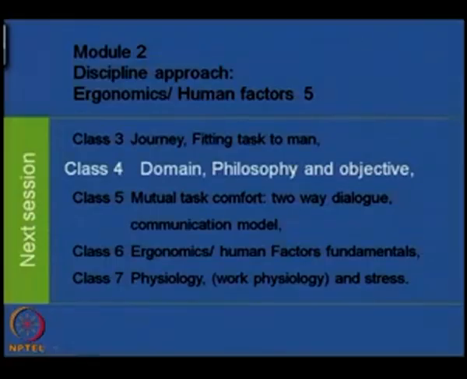Now, in the next session we are going to discuss class number 4, the domain of ergonomics, the basic philosophy and objectives, and the rest will follow: class 5, 6 and 7, that is mutual task comfort, two-way dialogue, communication model. In class 6, ergonomics and human factors fundamentals, that is physical and psychological aspects issues, and class 7, that is physiological aspects, mostly work physiology and the stress issues.